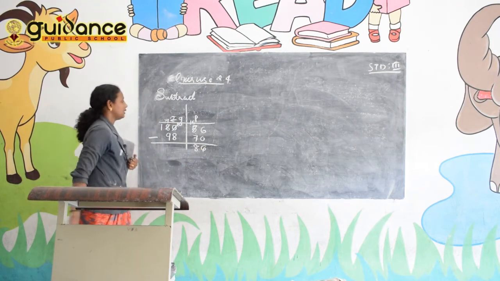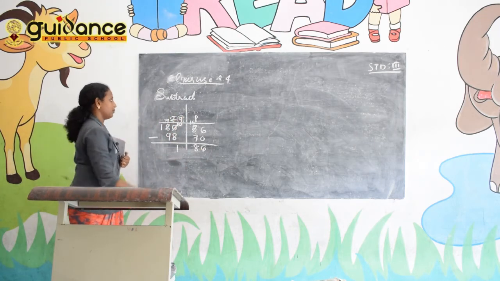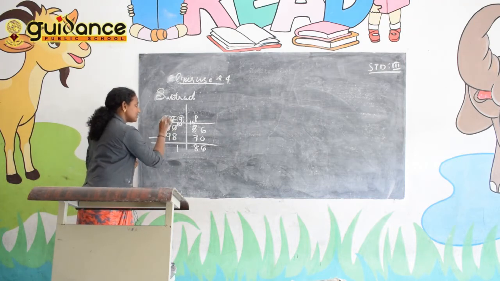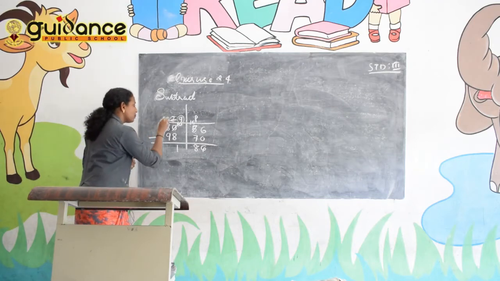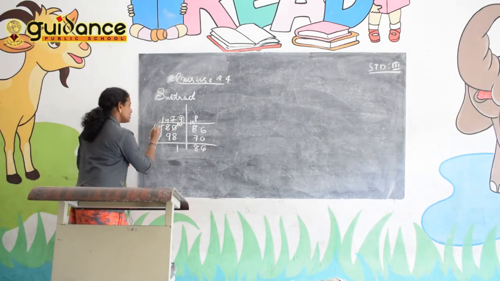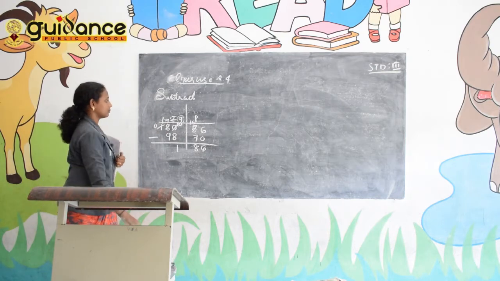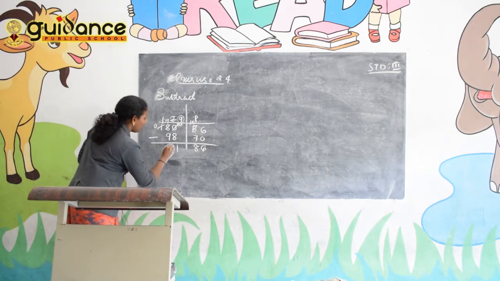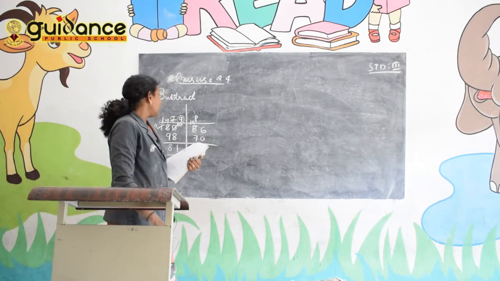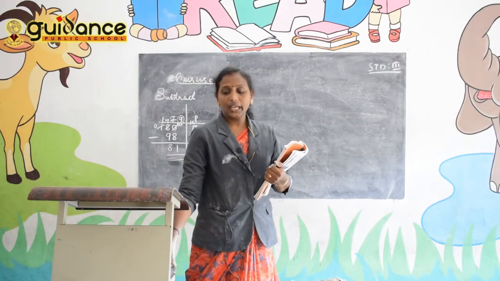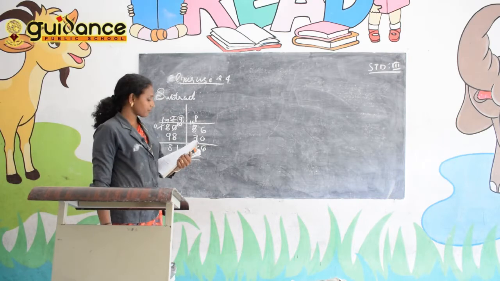8. Then 9 minus 8, 1. 7 minus 9. It's not possible. Take a borrow. Then 17. Here 0. 17 minus 9. Very good. 8. That means 81 rupees 86 paise. 81 rupees 86 paise. Okay.